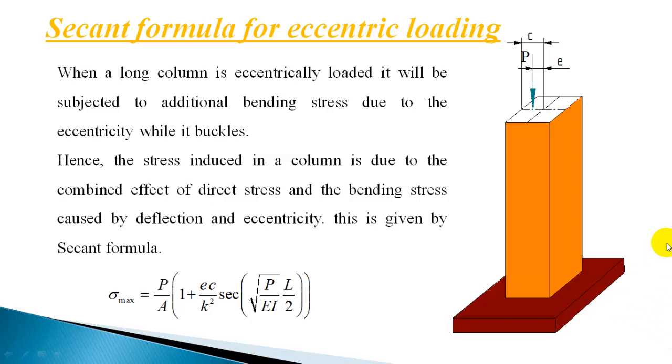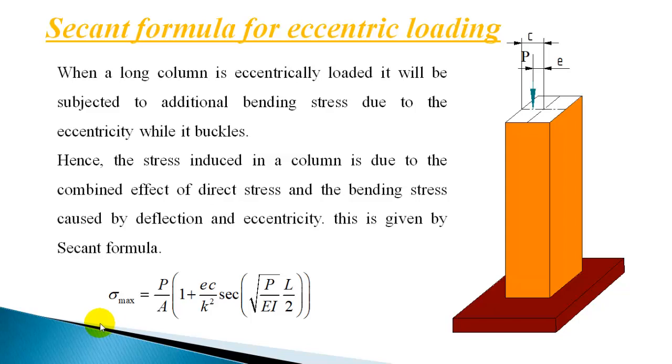Now when a long column is centrally loaded, when the load increases, the column buckles. When the column is loaded away from the centroidal axis, that is at a distance e from the centroidal axis, it will induce additional bending stresses in the column apart from the direct stresses induced. This maximum stress due to the combined effect of direct stress and additional stress due to eccentric loading can be found out using this secant formula.